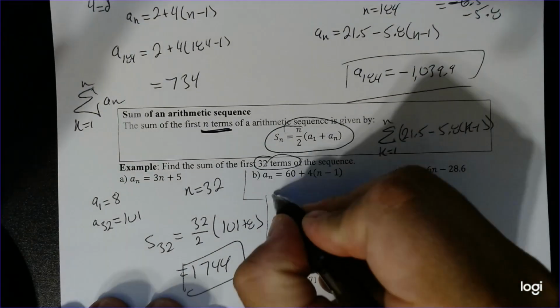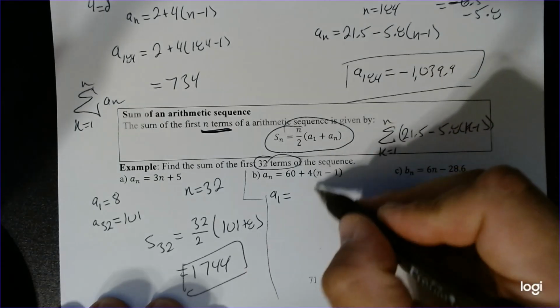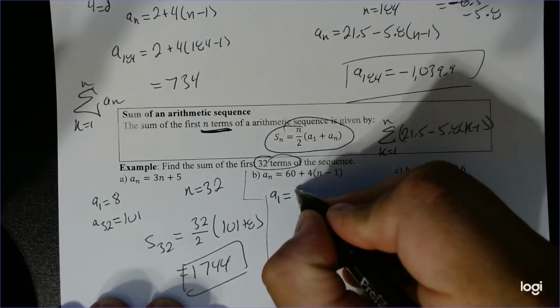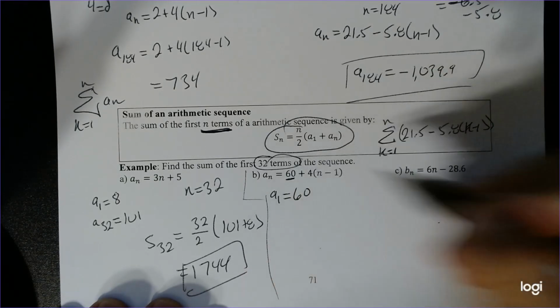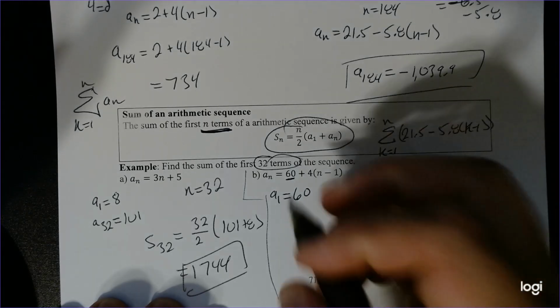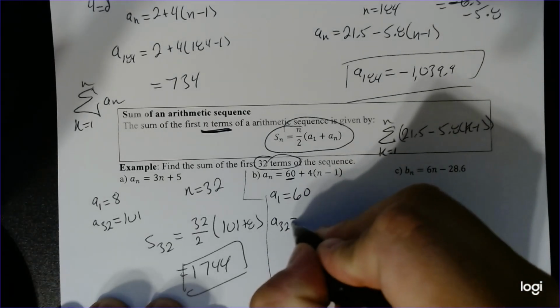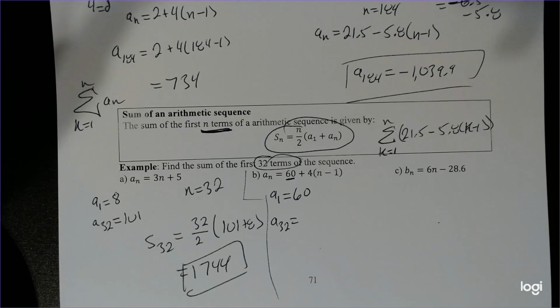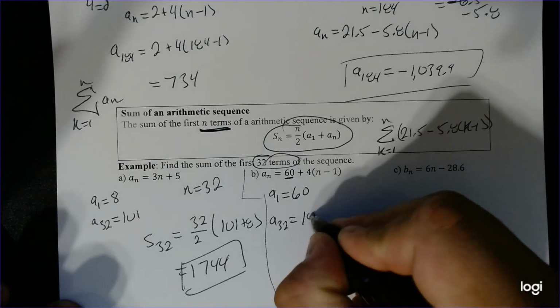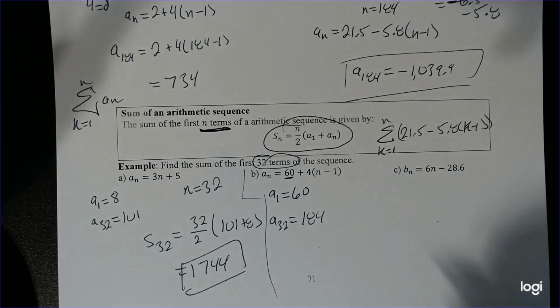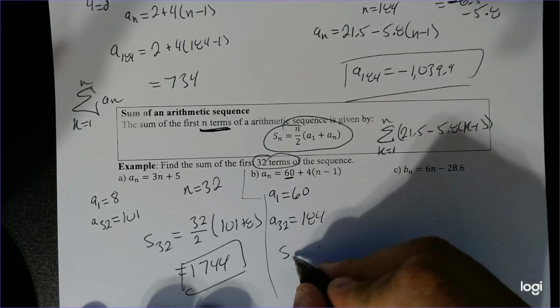Okay, and again, just a little bit more practice going over that kind of stuff. So same thing, a sub 1, plug in 1, that gives you 0, so it's going to be 60. Well, it makes sense, right? It's right here. And now we need the 32nd term, so plug in 32: 31 times 4 plus 60 is 184. And now we just plug it into our equation.